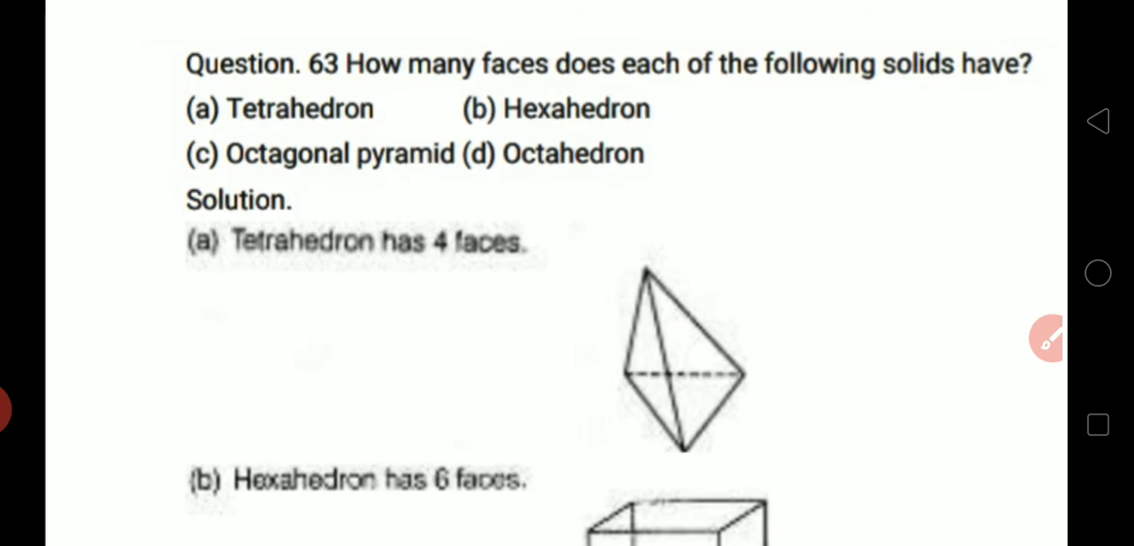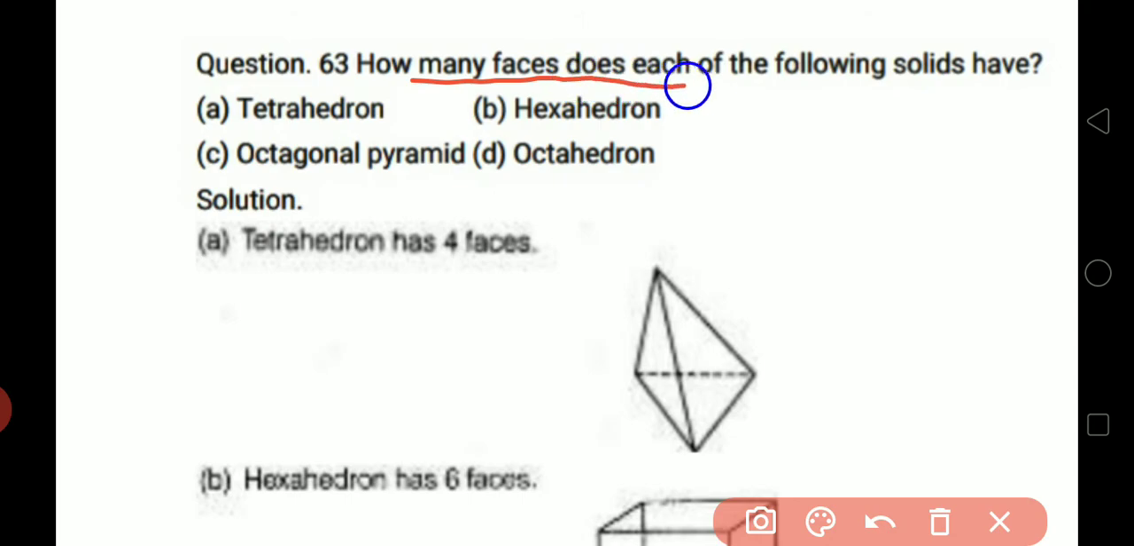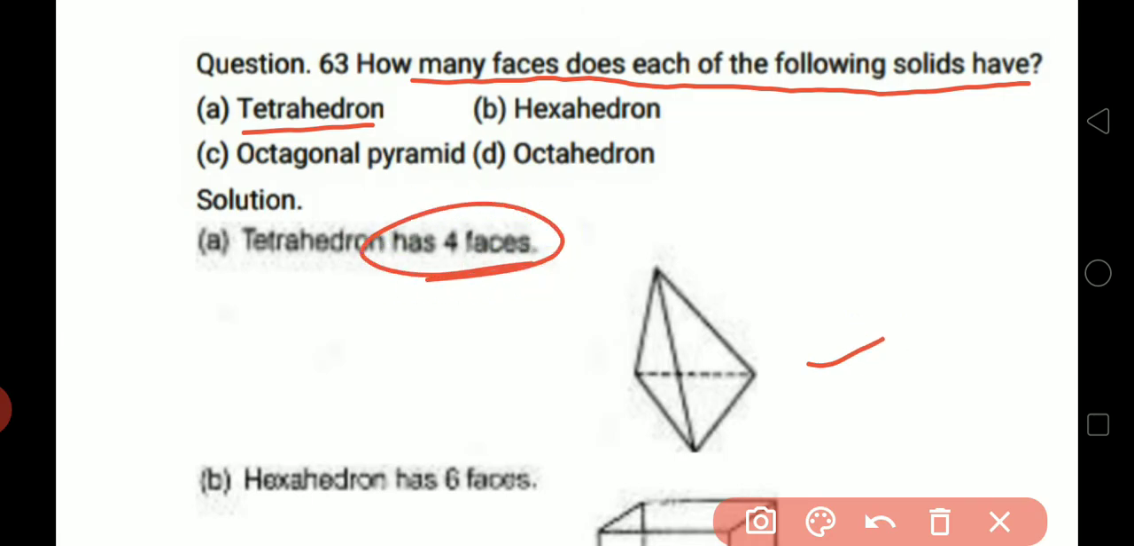Here are some questions. I left some in between, because all the questions are based on the top, side, and front views, so you can do them by yourself also. How many faces does each of the following solids have? A tetrahedron is a triangular pyramid, right? So it must have 4 faces, a triangle at the bottom, and 3 triangles at the sides.